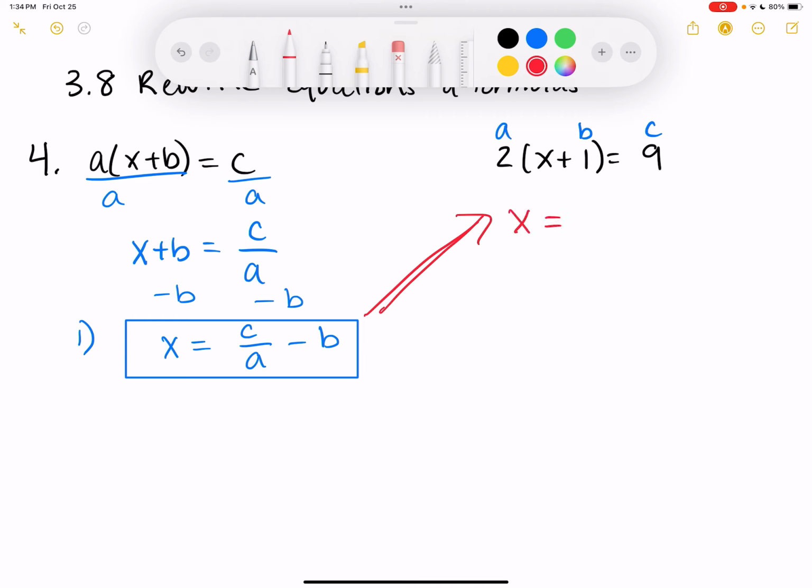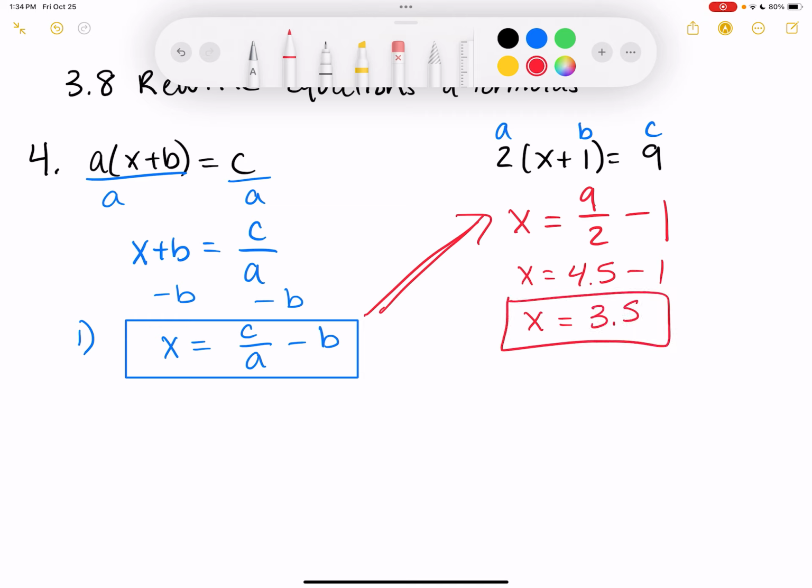So I'm going to use this equation and plug these numbers in. x equals c divided by a, so that's 9 divided by 2, minus 1, because 1 is b. Then I can just reduce that down, and it looks like they want decimal answers for this section. So 9 divided by 2 is what? 4.5. So 4.5 minus 1 is 3.5. And this would be part 2.